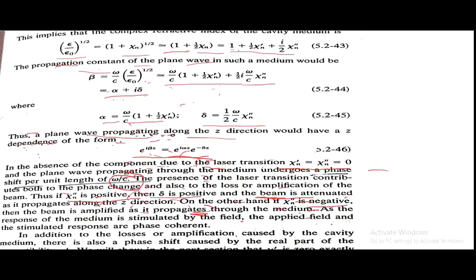When chi n double dash is negative, the beam is amplified as it propagates through the medium, and the response of the medium is stimulated by the field, and the applied field and the stimulated response are phase coherent.